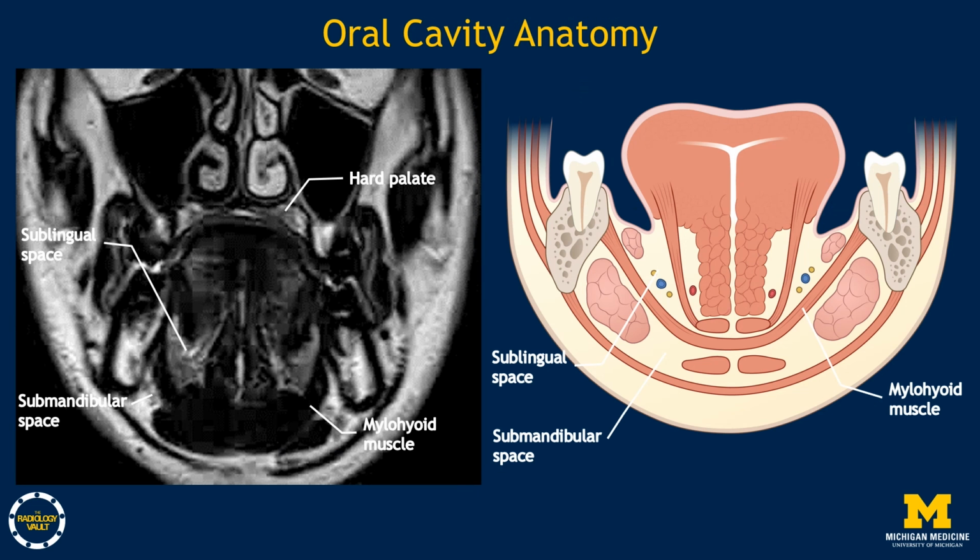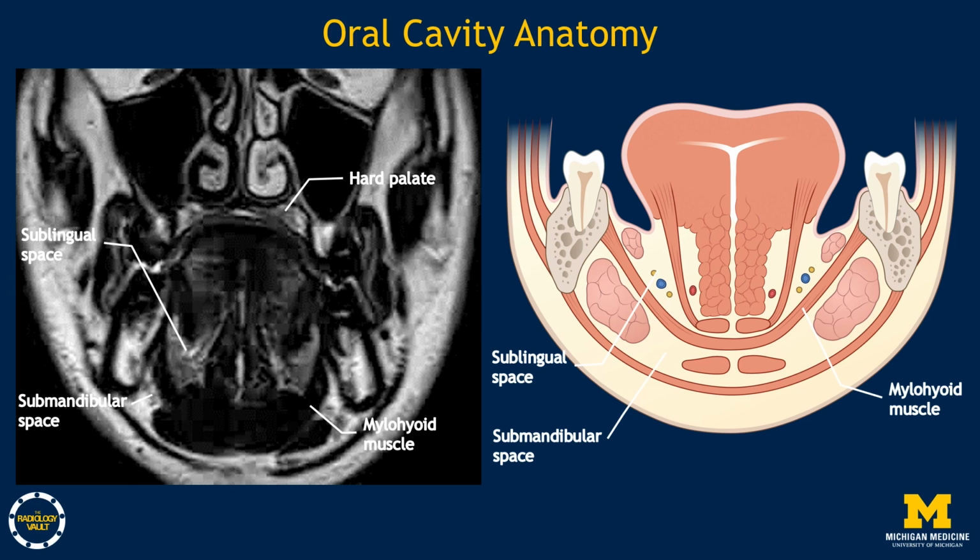Moving to the oral cavity, which is defined superiorly by the hard palate that forms the roof of the oral cavity, and inferiorly by the mylohyoid muscle, which forms its floor. The mylohyoid muscle is a paired muscular sling that extends along the inner aspects of the mandible and has what looks like a cup-shaped appearance.